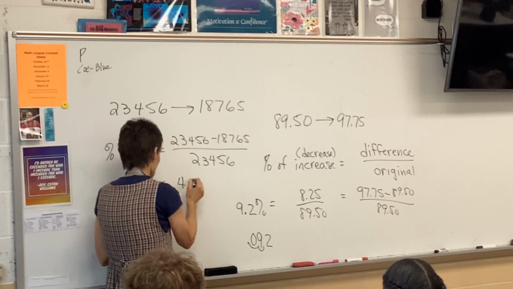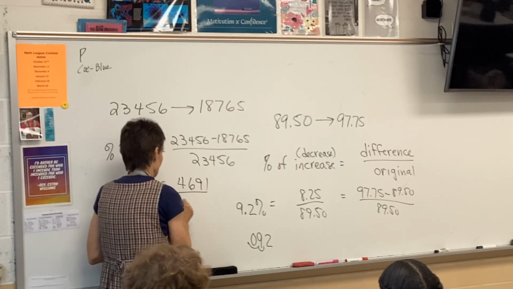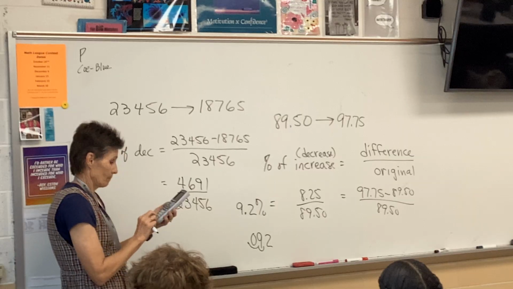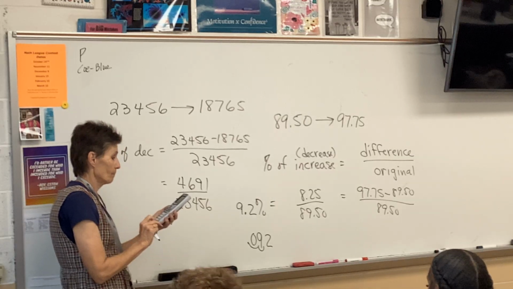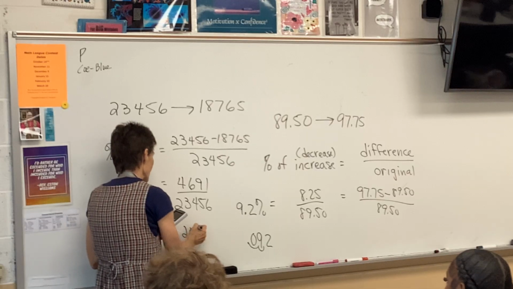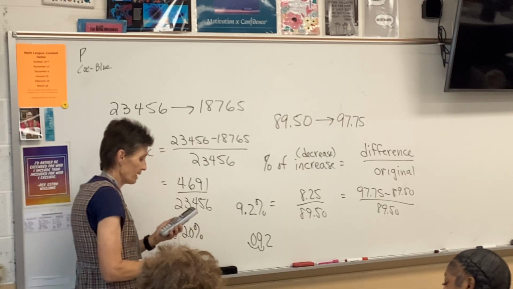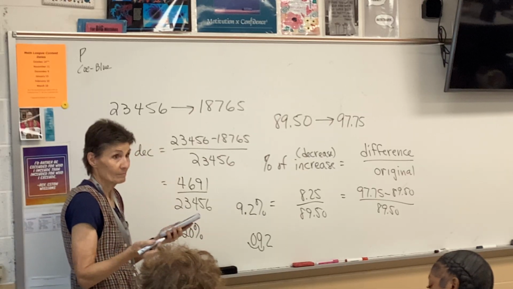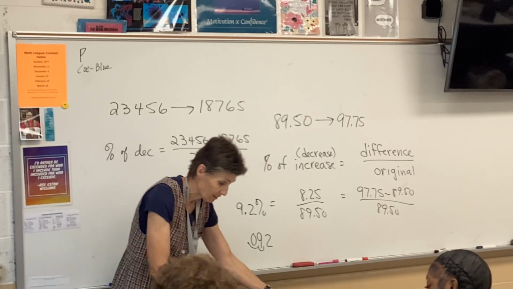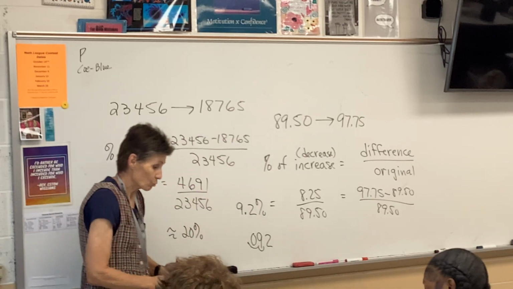So I got 4,691. Did you get about 20%? Yeah. I got 19.999, so I'm going to make that 20%. So this car went down in value about 20%.